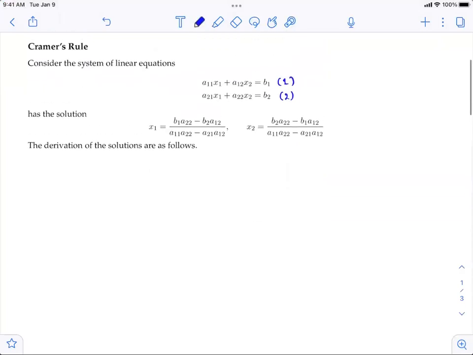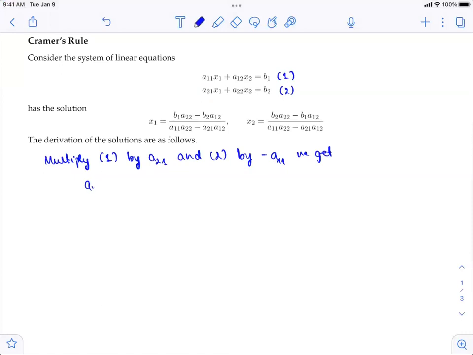To obtain the solutions, I'm going to multiply equation 1 by a21 and equation 2 by negative a11. I do that because I want to get rid of the variable x1. So when I add them together, I can eliminate one variable.